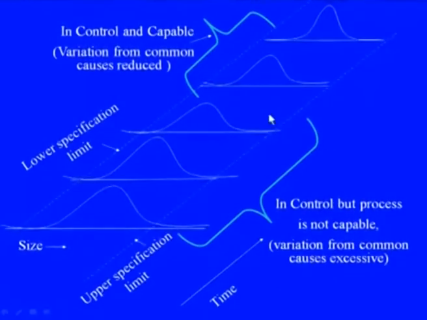On the other hand, if we see the other two curves, these are normal distribution curves. As shown on the screen, they represent the processes which are under control and at the same time also capable. The process is capable, that means variation from common causes is reduced.